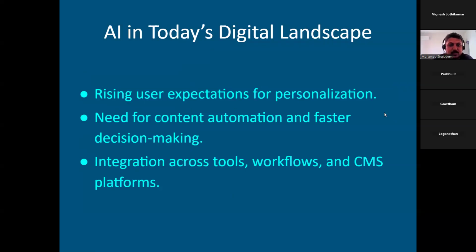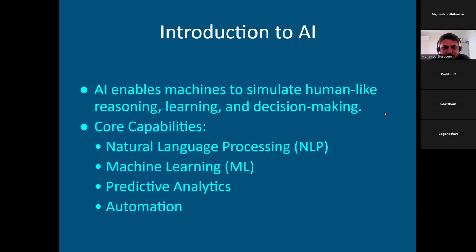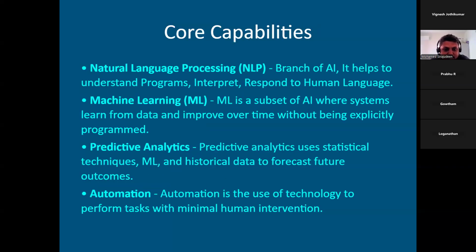First of all, an introduction about AI. We know artificial intelligence enables machines to simulate human-like reasoning. They learn and apply the learning, make decisions, and we train those models every day. Artificial intelligence has some core capabilities from day one, like natural language processing and machine learning, predictive analytics, and automation. So what is that actually? Natural language processing is a branch of artificial intelligence.